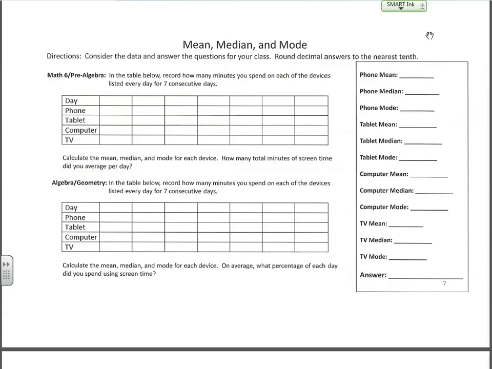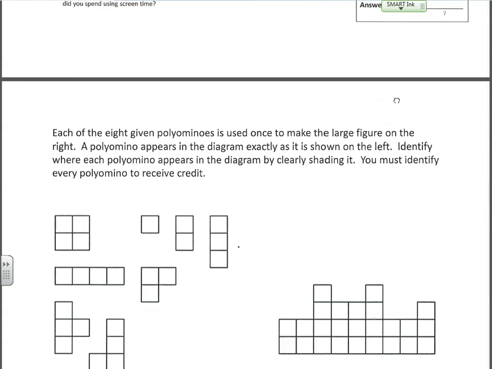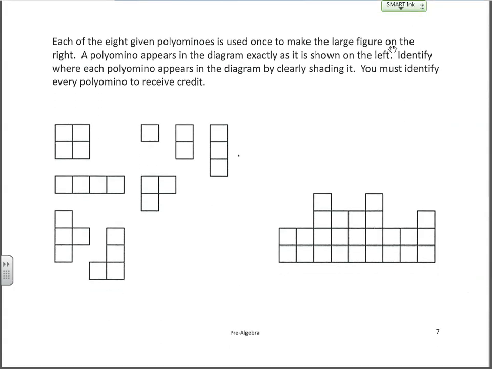And last but not least, our polyomino question. Each of the 8 given polyominoes is used once to make the large figure on the right. A polyomino appears in the diagram exactly as it is shown on the left. Identify where each polyomino appears in the diagram by clearly shading it or outlining it. You must identify every polyomino to receive credit. So you've had ones like this before. You can use those context clues to help you.